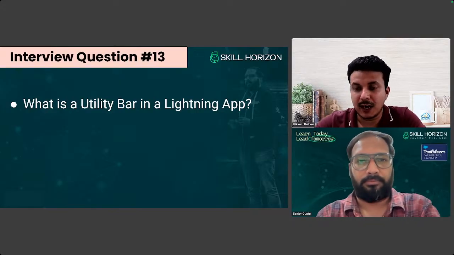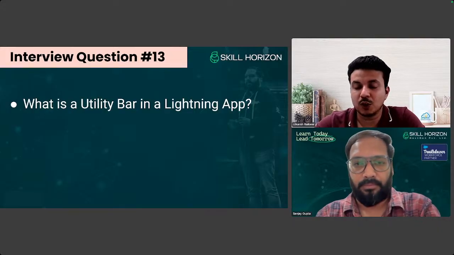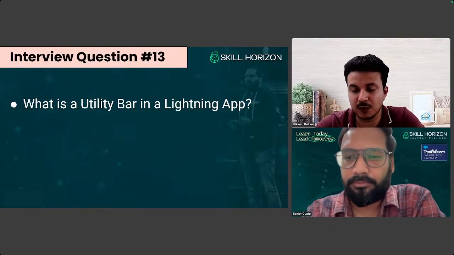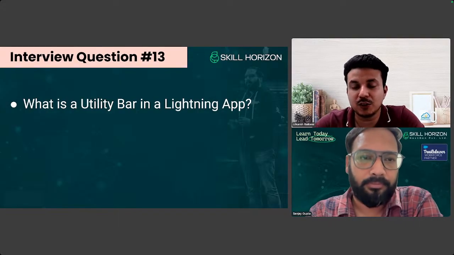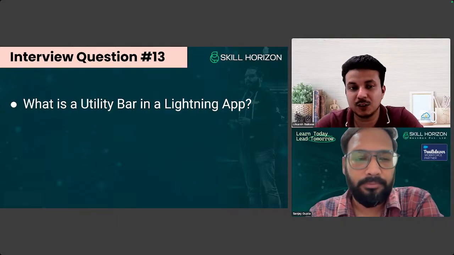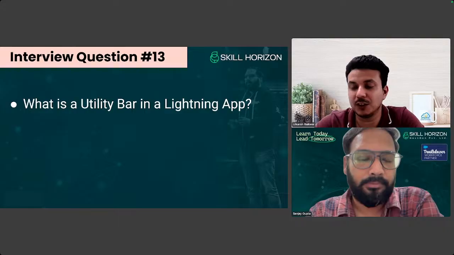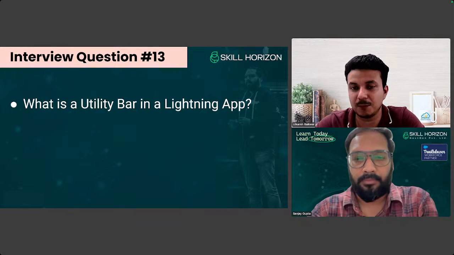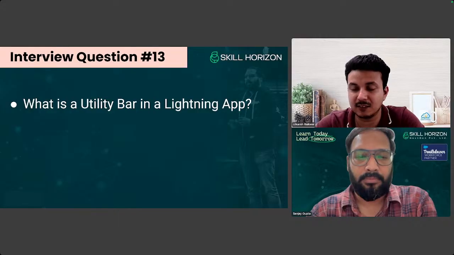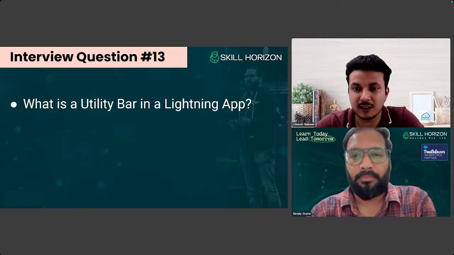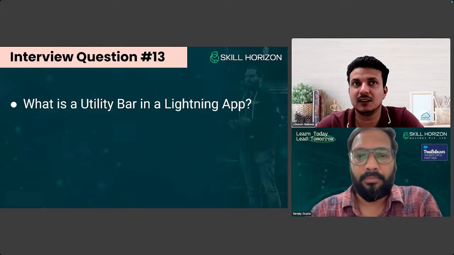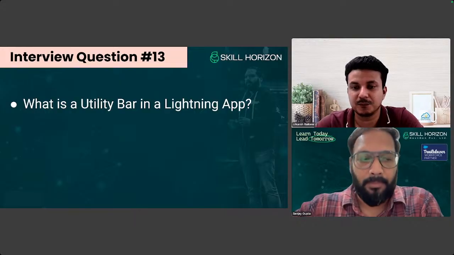So utility bar in Lightning app is a feature which allow user to access the most commonly used tools or the component there. You can enable that utility bar from the first you have to go to the setup and then app manager. If you want to create a new app, you can create that and add the utility bar. If you want to add the utility bar in the existing app, you have to just edit the app and then add the utility bar. And you can select multiple like chatter feed, history from there.